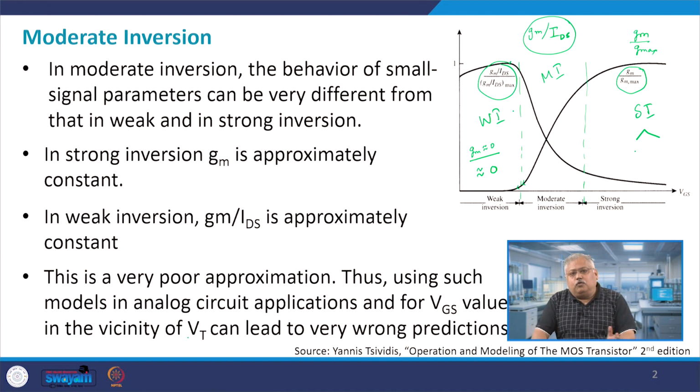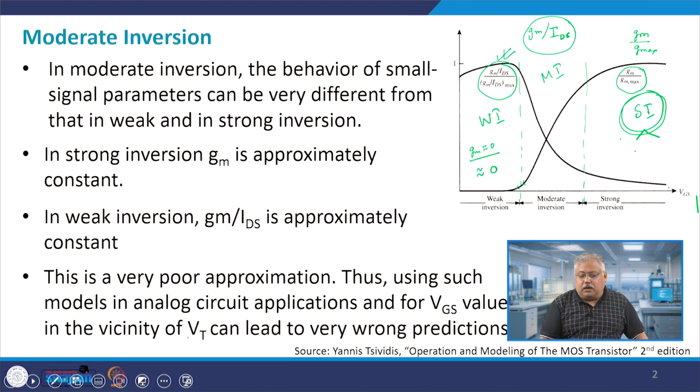Now, let us move one step forward. Let us come to the strong inversion, which is much easier to handle. In the strong inversion region, this quantity, GM by IDS upon GM by IDS max, almost goes to 0. The reason is that your IDS value is so large now, because you are in the saturation region, that the quantity GM by IDS actually goes down. Now, if you look at GM by GM max, this goes almost to 1.